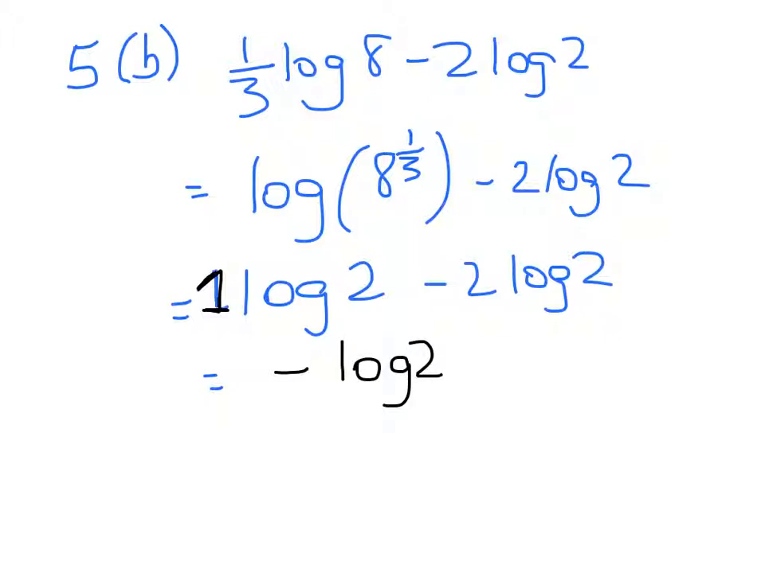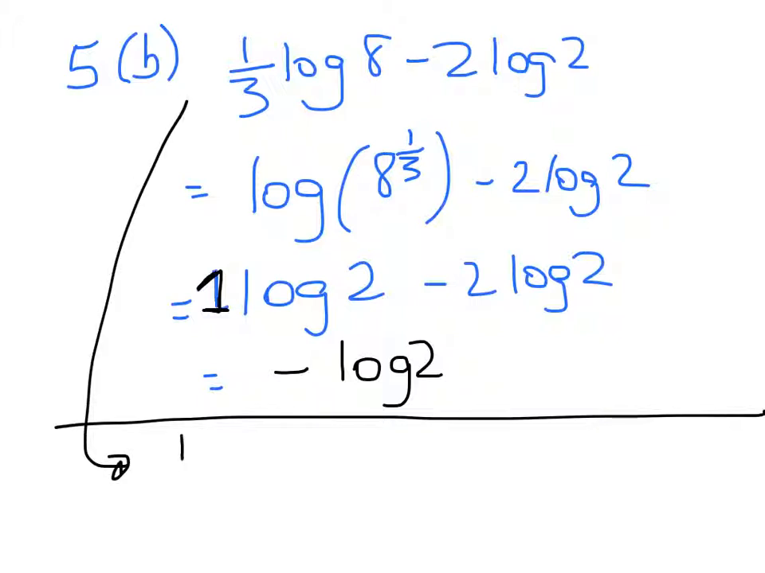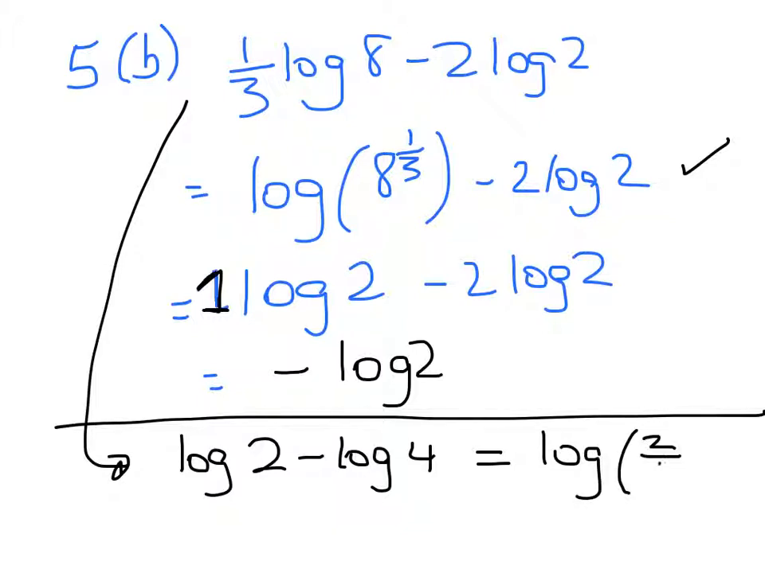Now the other way that I could have got that same answer is to go from the start: log of 2 minus the log of 4, so it's the same first line, which equals the log of 2 over 4, which equals the log of 1/2, which is negative log of 2. Okay, so 2 ways to get to the same thing.